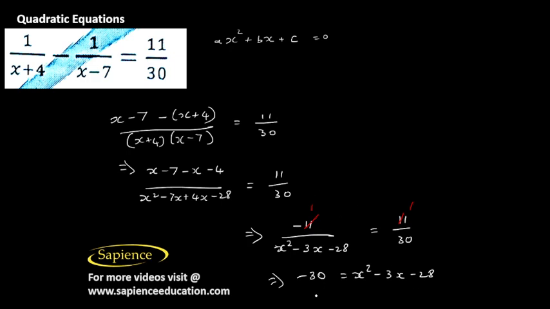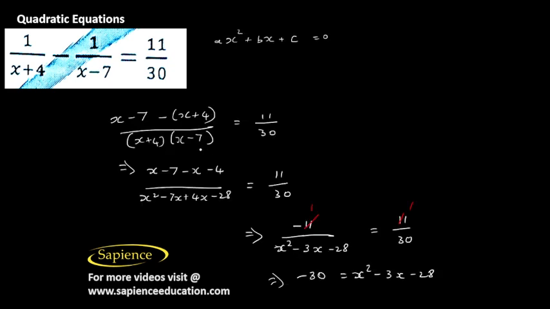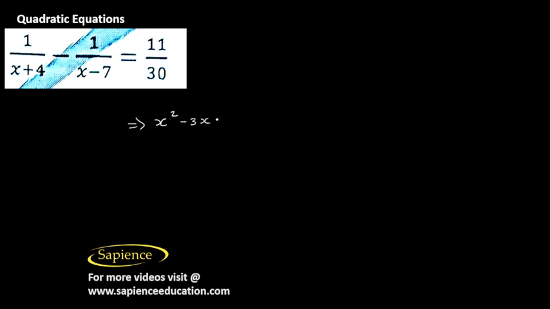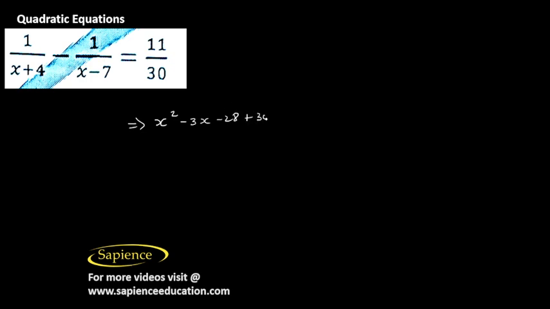Now let us bring this into the general form. So for that we should take the constant term also to the right hand side. So this will be x square minus 3x minus 28, and we are taking minus 30 across the equal to symbol. So that will become plus 30 equal to 0. Okay, now minus 28 plus 30, that sum is plus 2. So the quadratic equation is x square minus 3x plus 2 is equal to 0.